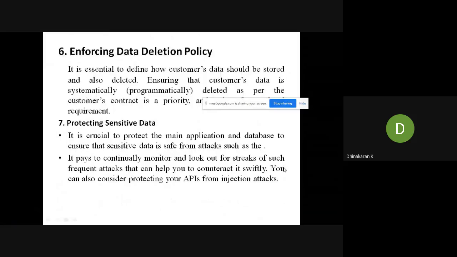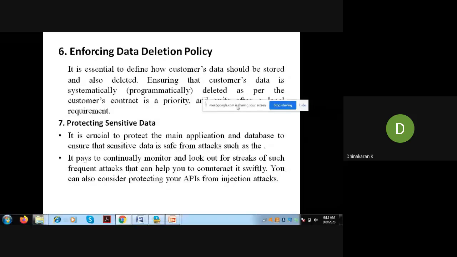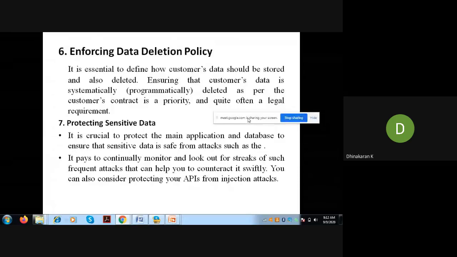The next one is enforcing data deletion policy. What is this actually? I remember this question asked by Kalish from third year B. Sir, once we delete our resources in a VM, how is the data protected, because the same VM may be assigned to some other person in future? He asked me personally, and I explained it that day. Here again, it is the enforcing data deletion policy.